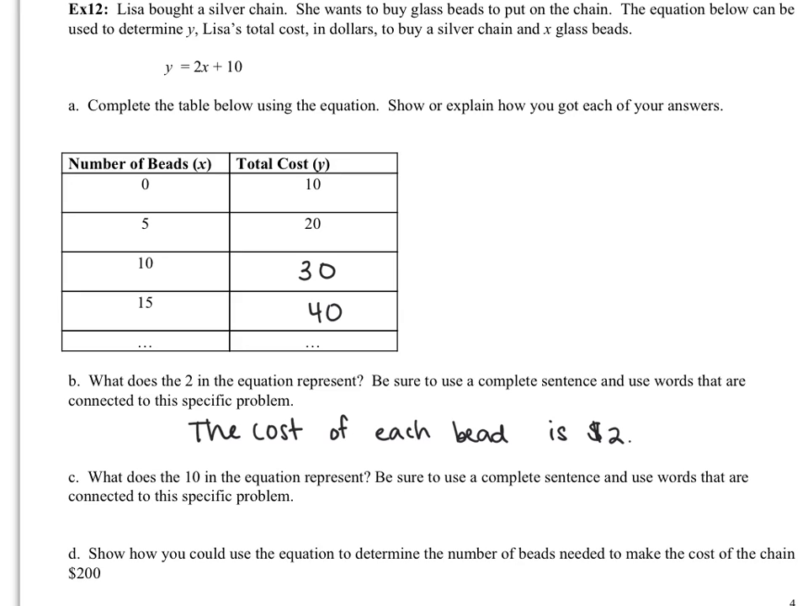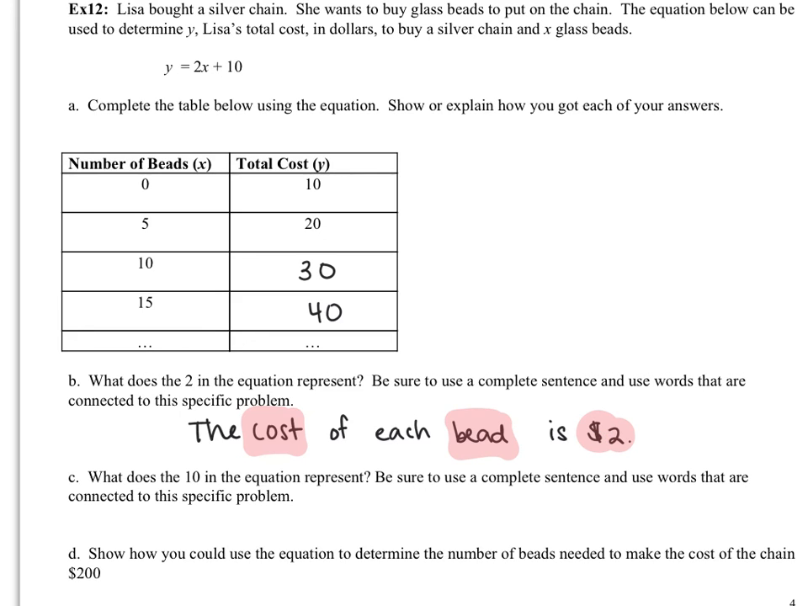So in this case, the cost of each bead is $2. That's the significance of the 2. So a couple things to keep in mind: I mentioned cost, I mentioned beads, I mentioned the number we were talking about, and also the unit attached. So I know that it's more than just saying that the slope is 2. It's talking specifically about the cost of the beads being $2.